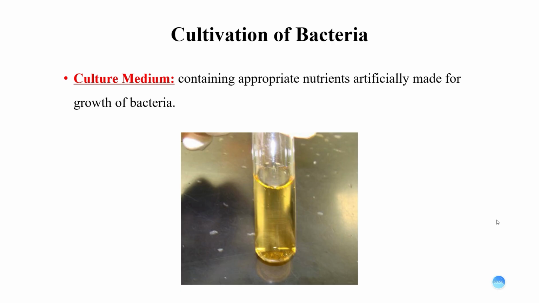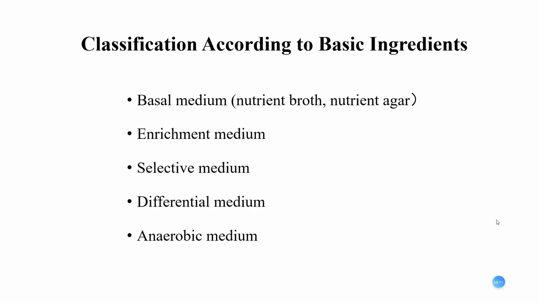And we use culture medium to culture bacteria. This is the artificially made mixture containing the essential nutrients so that we can culture bacteria in it. And based on their function, the culture media can be further divided into several different types, like basal medium. So that's a basic medium which can support the bacterial growth. Or we have enrichment medium, selective medium, differential medium, and also anaerobic medium. Let me show you each type in detail.